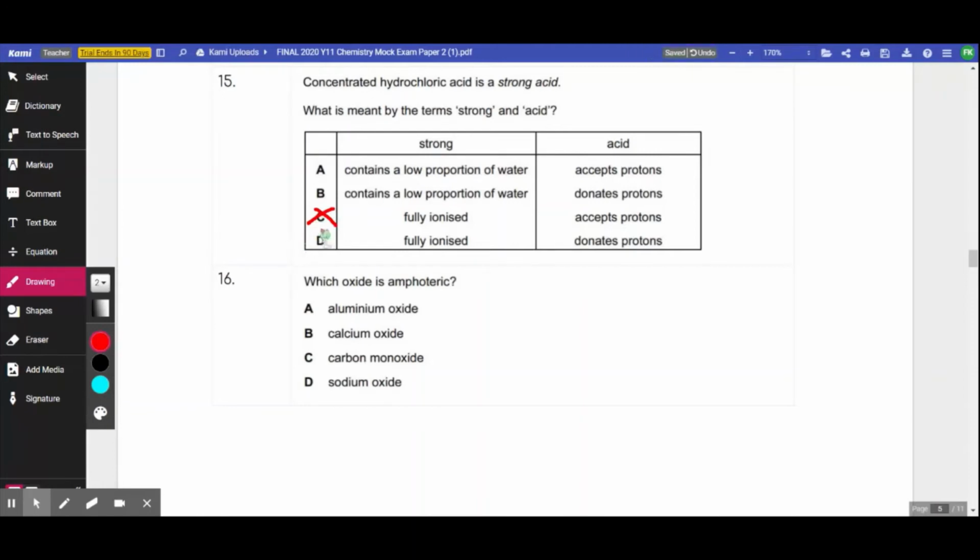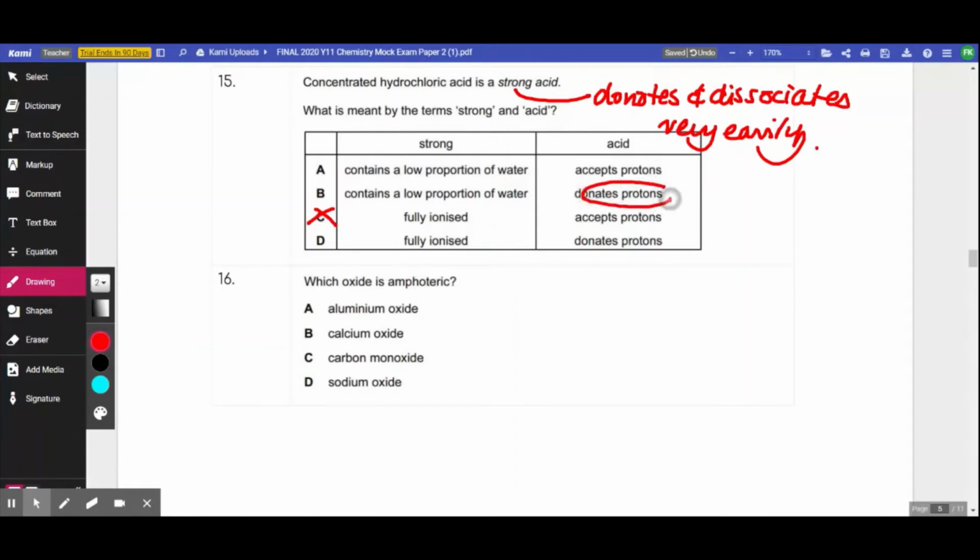So we've got concentrated hydrochloric acid is a strong acid, and when you read this, you should automatically think strong means that it donates and dissociates very easily. Okay, so it splits up and donates that proton. Now, the fact that it's an acid means that it's a donor. Okay, so we can immediately disregard 2 of those answers.